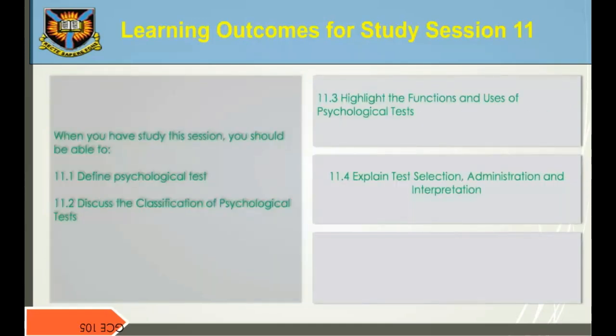Learning outcomes. When you have studied this session, you should be able to: 1. Define psychological tests. 2. Discuss the classification of psychological tests. 3. Highlight the functions and uses of psychological tests. 4. Explain test selection, administration and interpretation.